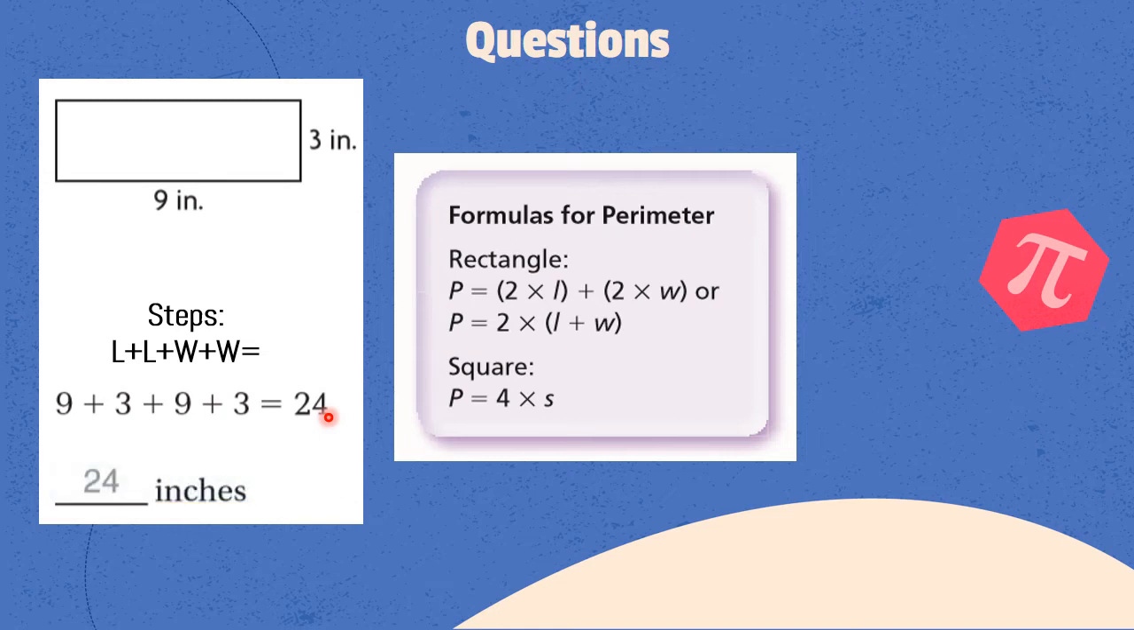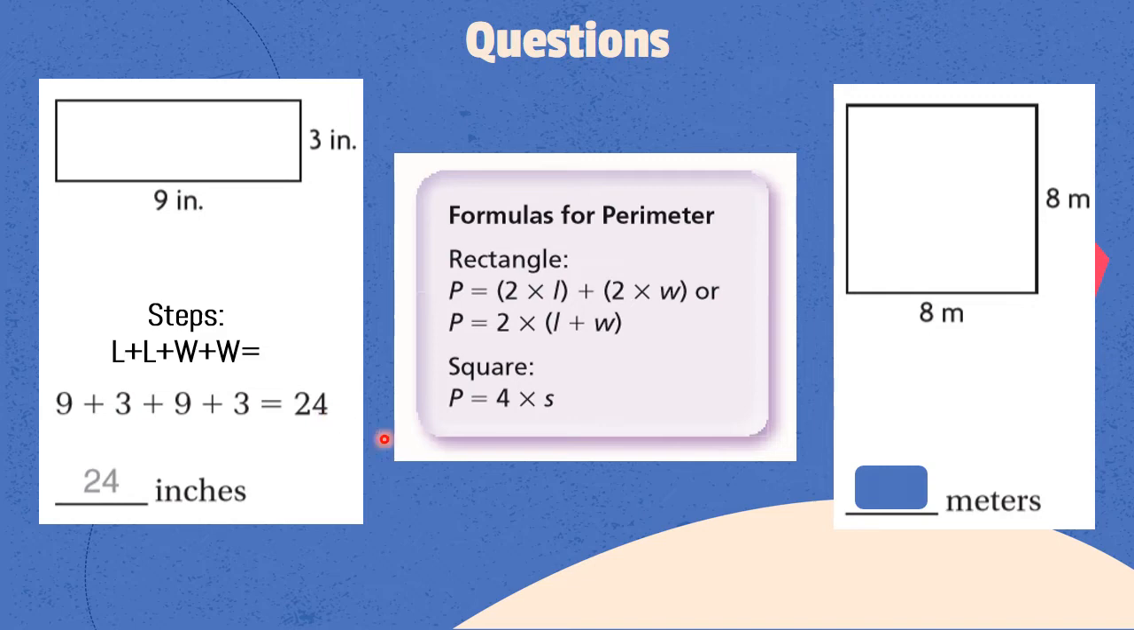طيب what if I have a square like this one؟ عندنا قلنا الفورمولا هنعمل 4 times s أو ممكن simply أعمل s اللي هي 8 plus 8 plus 8 plus 8 بس احنا هنمشي على الفورمولا فنعمل 4 times s اللي هي 4 times 8 اللي هي 32 meters. يبقى الانسر is 32 meters.